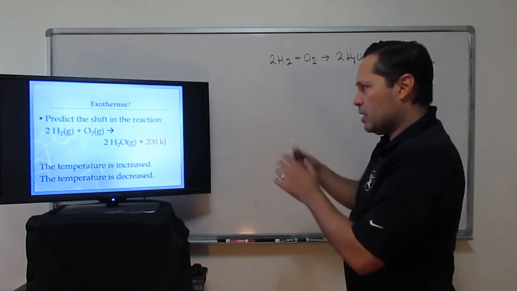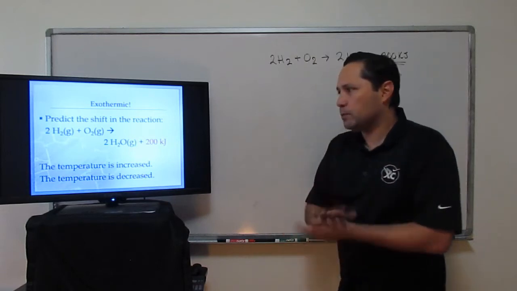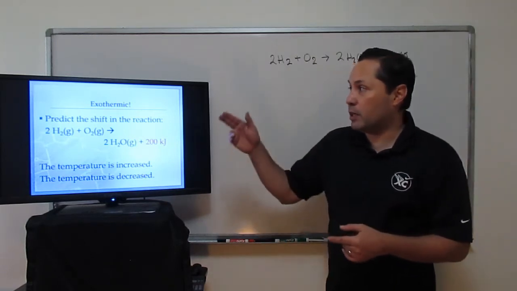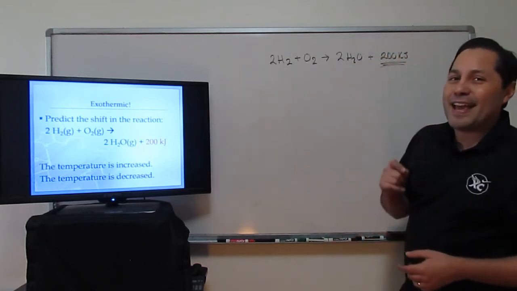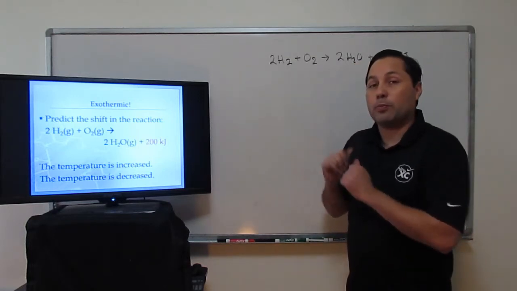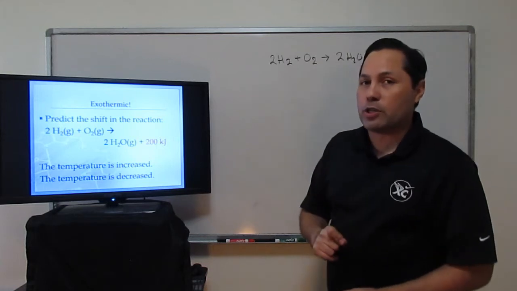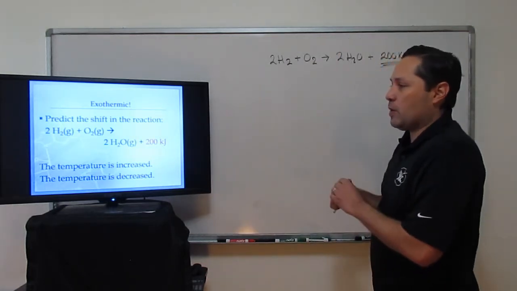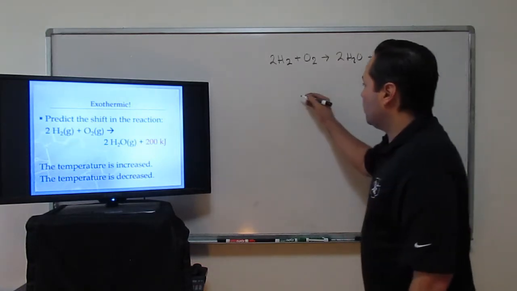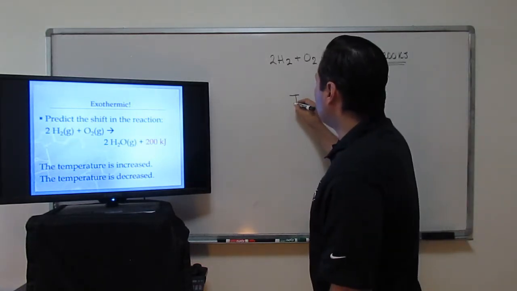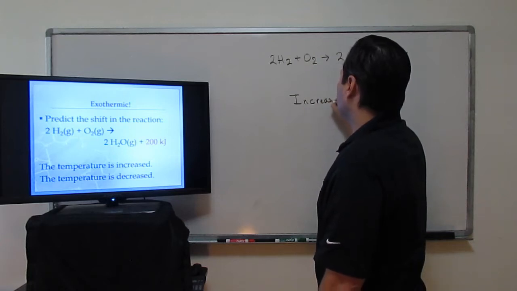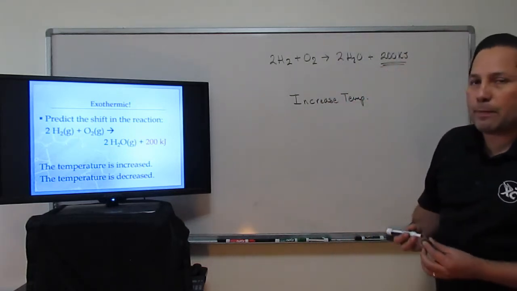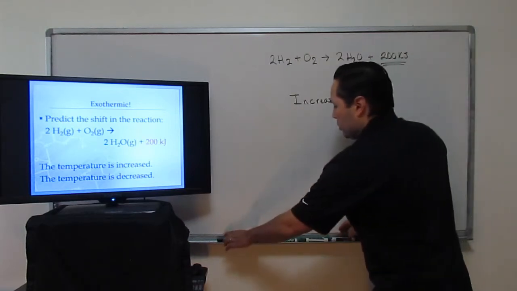Let's say that this reaction releases 200 joules of energy. So now the question: it is an exothermic reaction. You can tell because the energy is on the product side, on my right hand side. If we were to heat up this reaction, if we were to increase the temperature, what would happen to this reaction? Would it shift to the left or to the right?